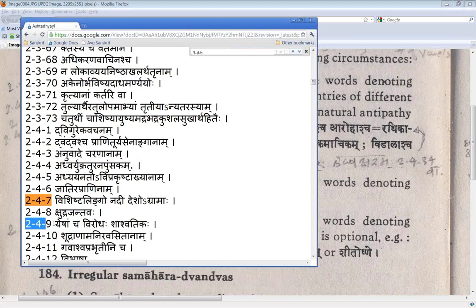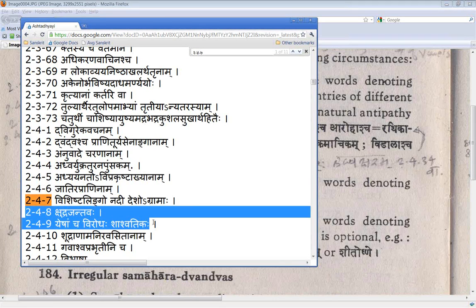So these two are, well, literally not as important as jatira. This one is the most important rule. These others you will see occasionally. So yesham cha virodha shashvatikaha is when these animals have natural antipathy. It should be antipathy all the time. When they are by nature enemies.